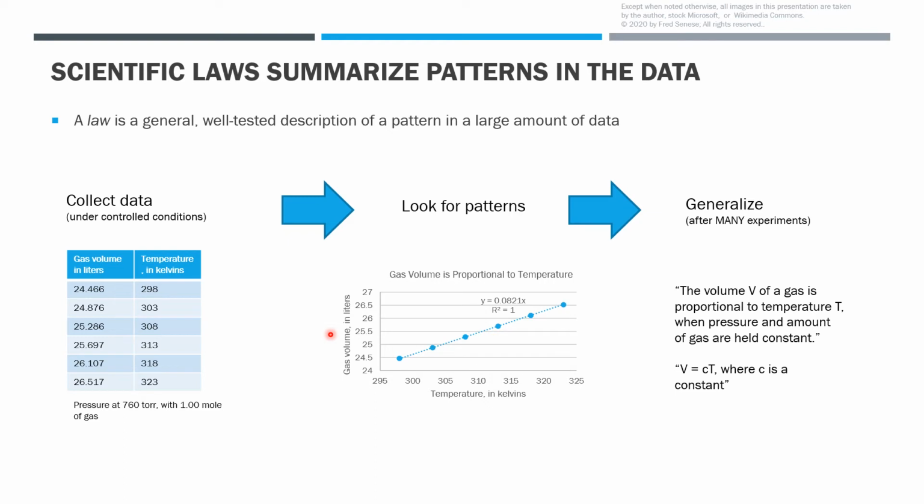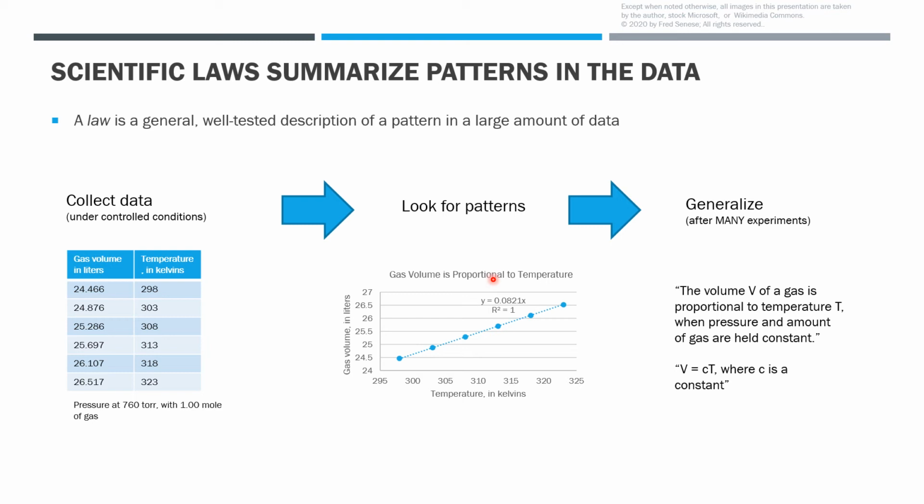Now, when we plot the data, we see a linear relationship. If we do it in Excel, we get a little equation for the line. Y equals 0.0821x, which tells us that you can calculate the liters of gas, the Y value, by multiplying the Kelvin temperature, the X value, by a constant, which happens to be 0.0821 in this case. Now, if we try this again with a different pressure or a different amount of gas, we still get a line, but that constant, 0.0821, changes.